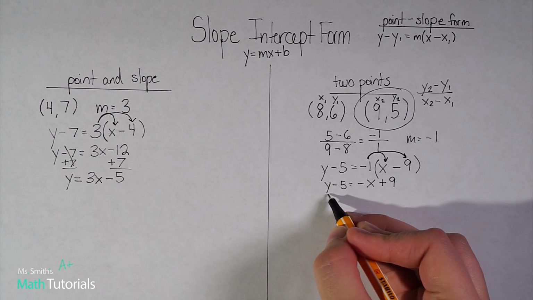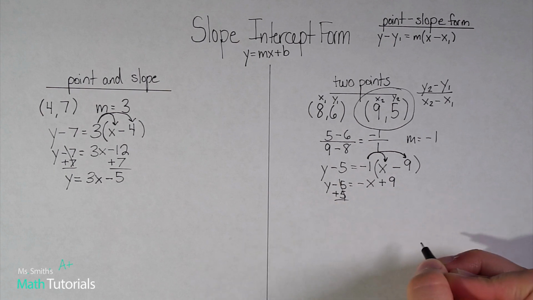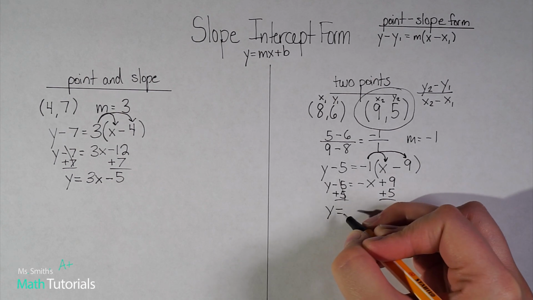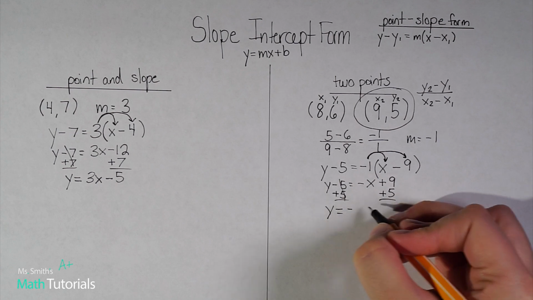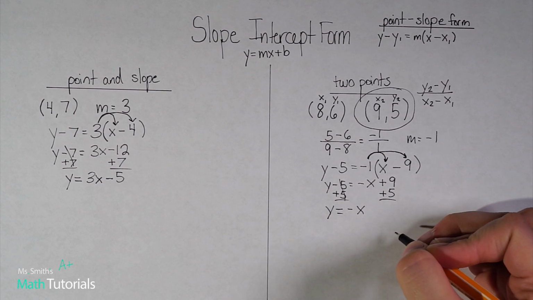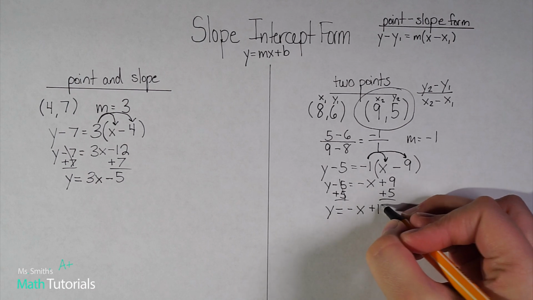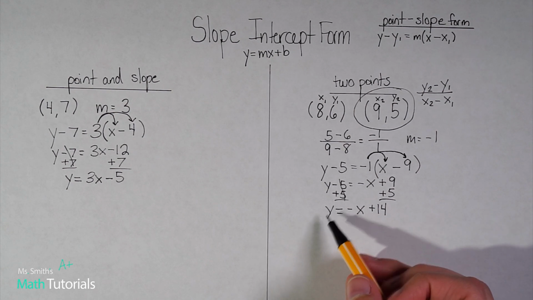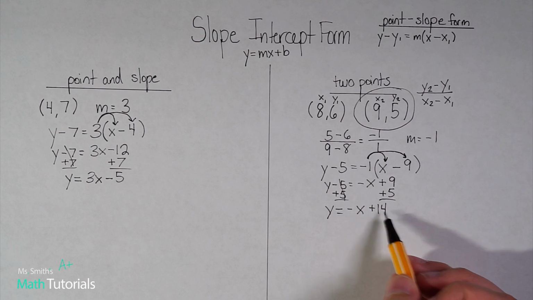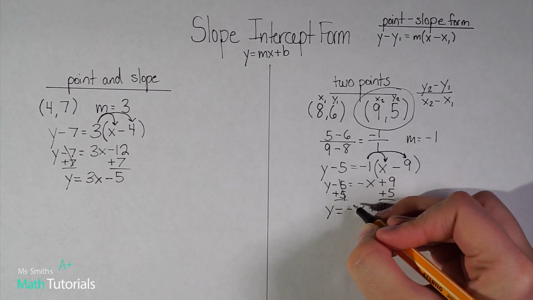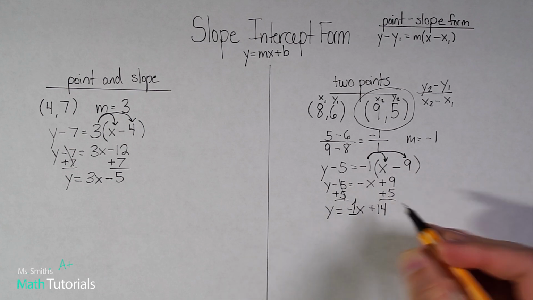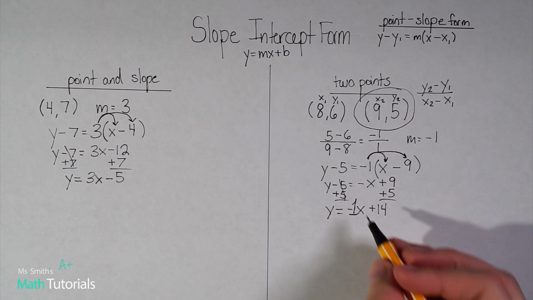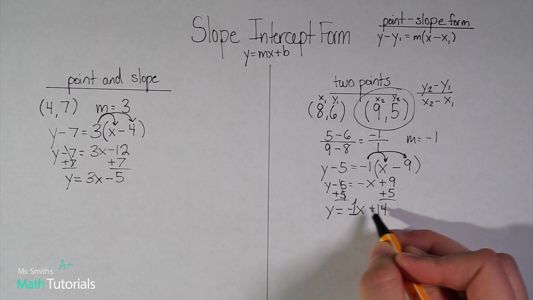My y is almost alone, but not quite. I still need to get rid of this 5. What I do to this side, I have to do to this side. So it looks like my final answer is going to be y equals negative x, 9 plus 5 is going to give me 14, positive 14. So in this case, we did get it into slope-intercept form, y equals mx plus b. Now you might say, well, where's the m? Remember, this is an understood 1. Our m is our coefficient of x. Okay, it's what's linked through multiplication to that x. So our slope in this case is negative 1, and our y-intercept is positive 14.